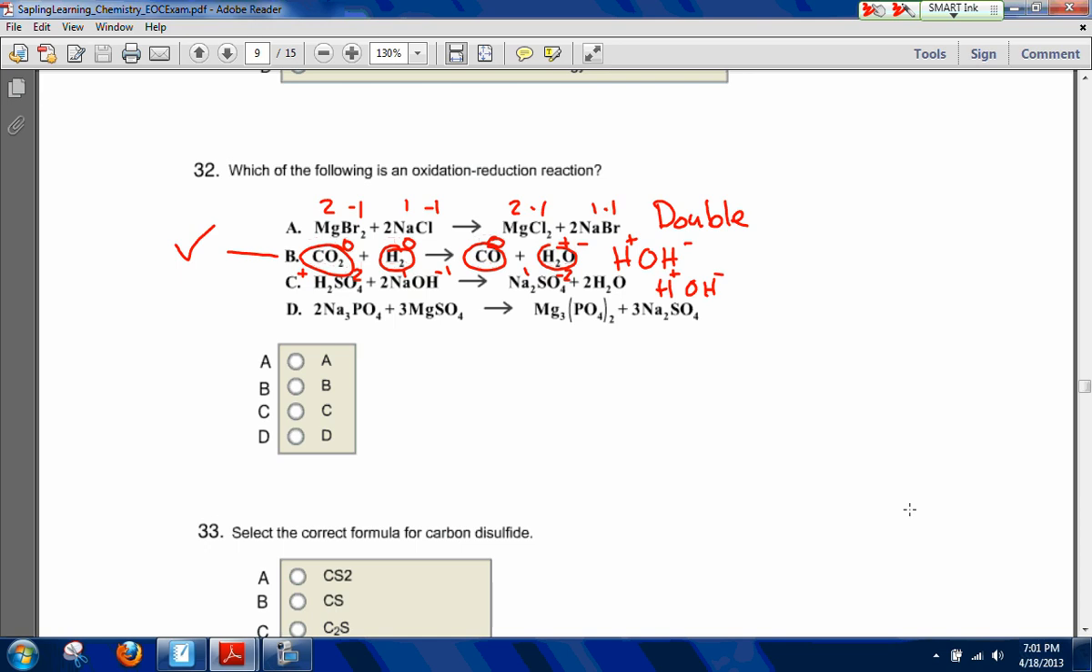E. It goes through the same exact process. The Na still stays as 1, PO4 still stays as 3, Mg2, SO4 2, Mg2, PO4 3. They crisscross. Na2 plus 1, SO4 2. B is our answer.